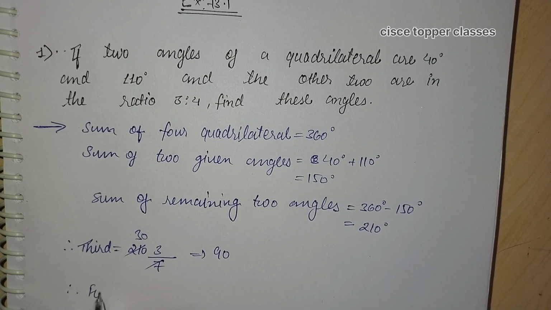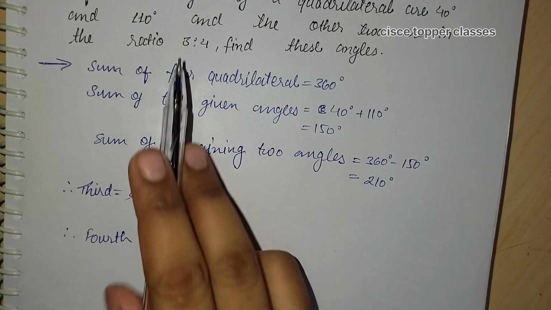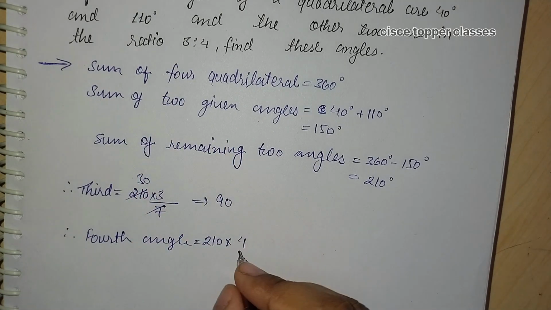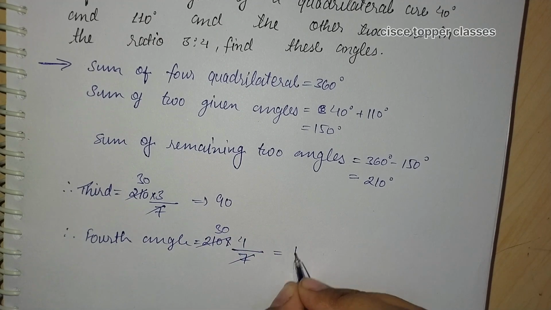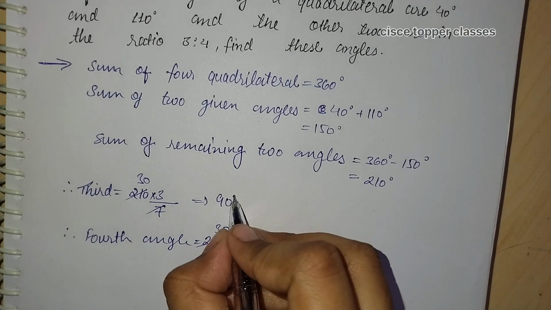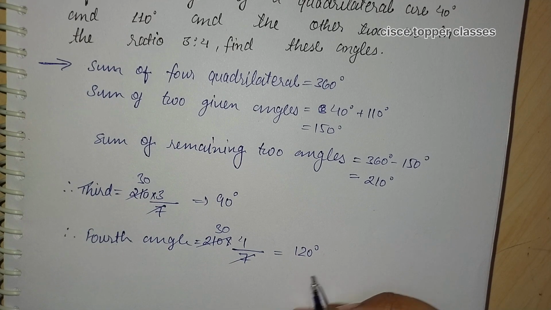Now the fourth angle, like this only we can find. The fourth angle is equal to 210 into 4, because now we have to find the next angle which is 4 by 7. So we can write 4 and then again 7. This will be 30 and this will be 120 as the answer. So 90 and 120 are the other two angles in this quadrilateral. So this is the final answer in this question.